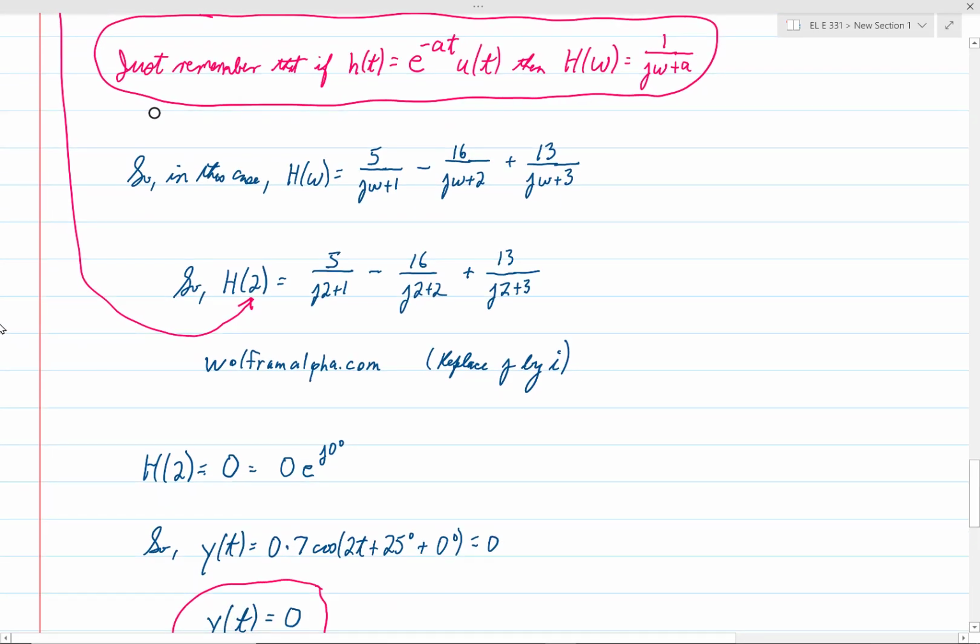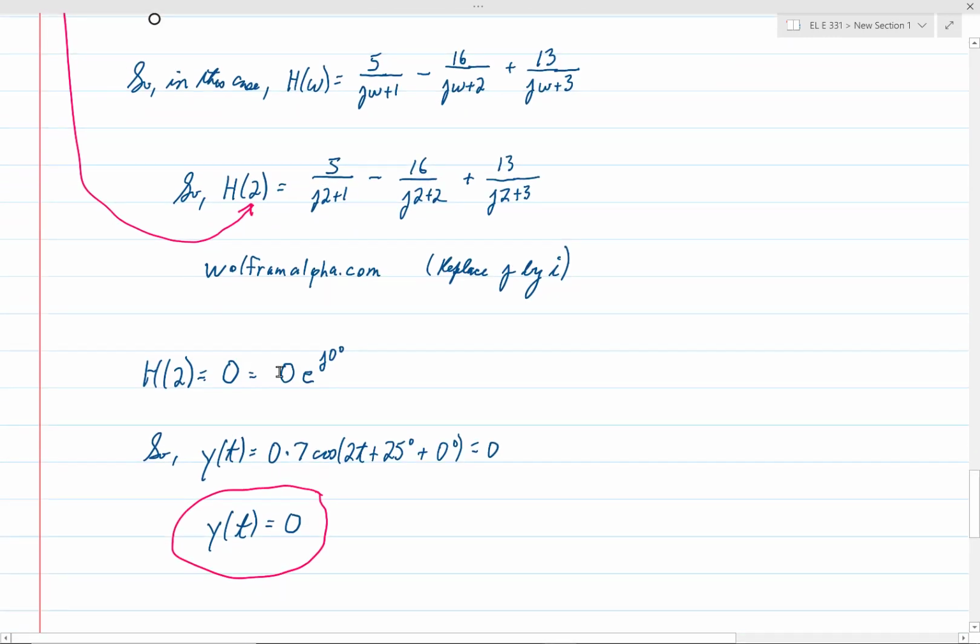And so we just plug in 2 everywhere in this equation, 2 for omega. Go to Wolfram Alpha, and believe it or not, when you plug this expression into Wolfram Alpha, you get 0. H of 2 is exactly 0, which could be written, if you wanted magnitude and phase, as 0 magnitude e to the j 0 degrees.